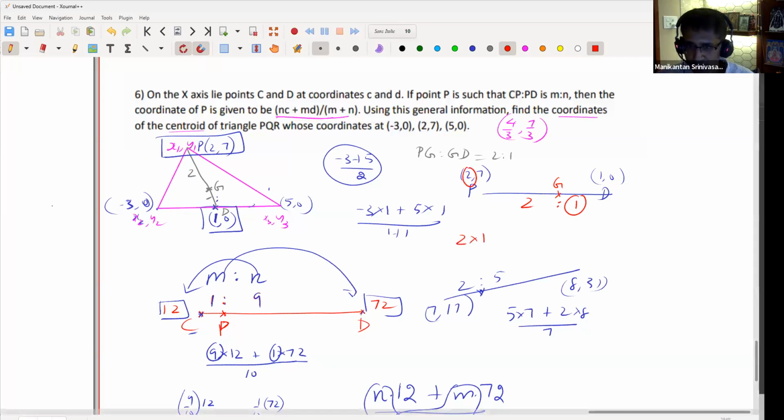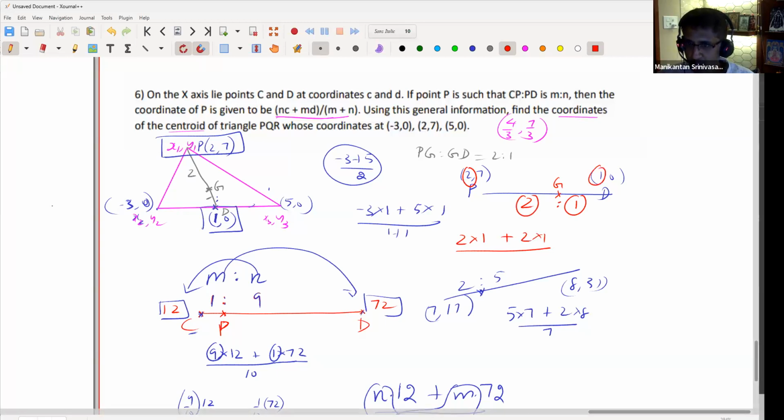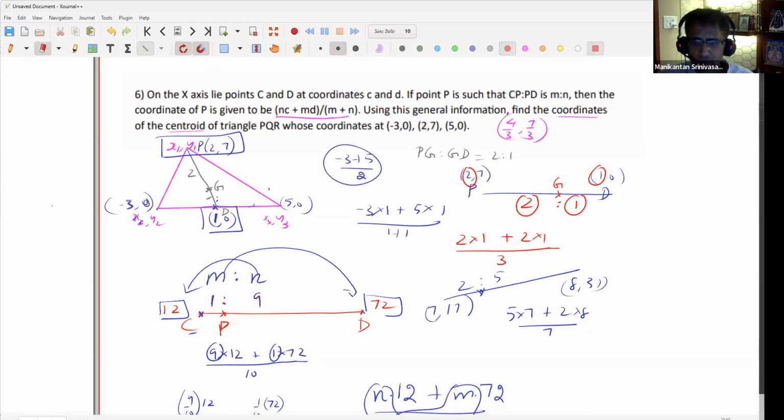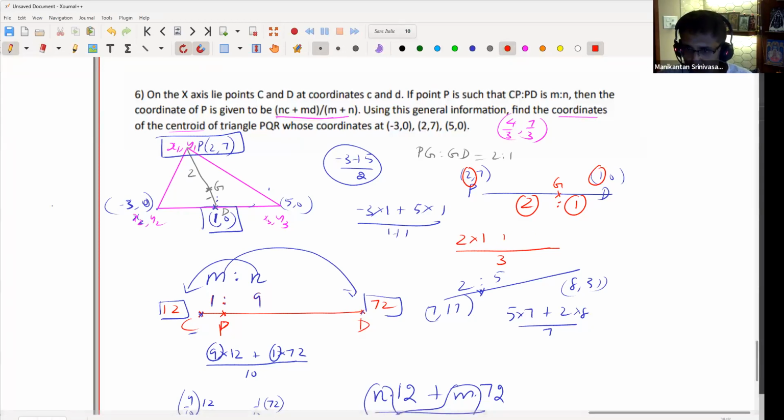So 2 times 1 plus, this 2 goes with this. Yeah, unfortunately, there's too many 2s and 1s here, right? Or rather, I'll just put 1 times 2 so that you know which is the weight and which is the number, right? So 2 is the weight and 1 is the number, right? Plus 1 into 2, upon 3. So which is your 4/3.